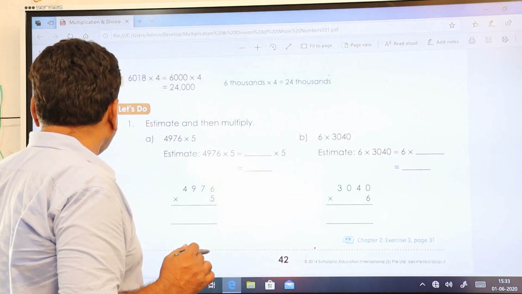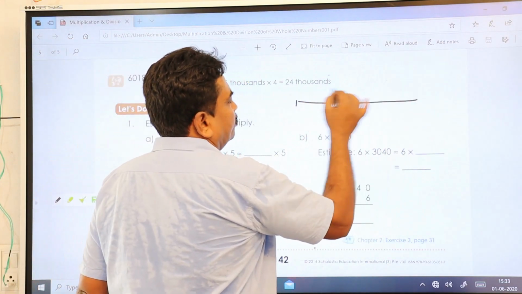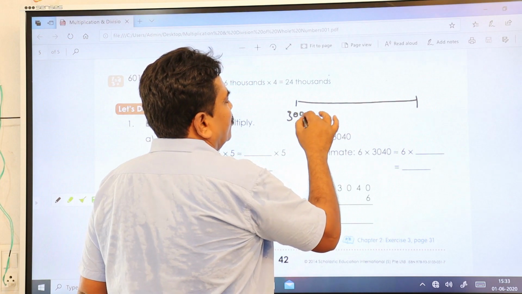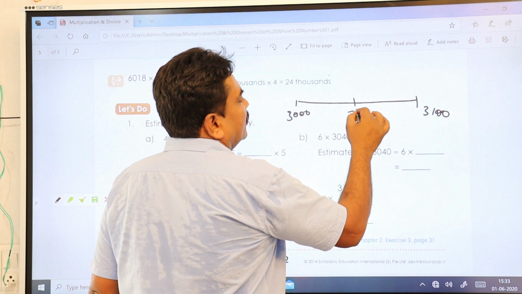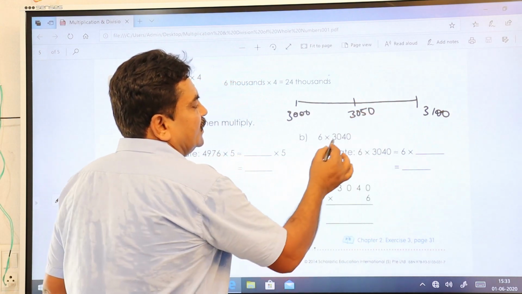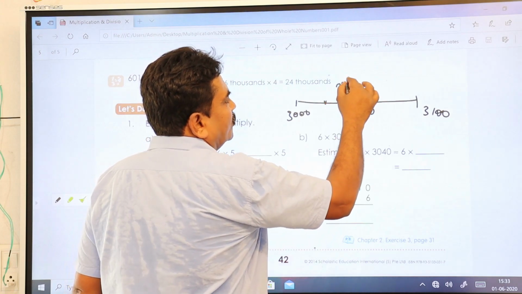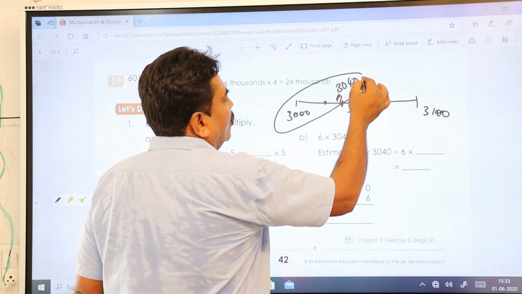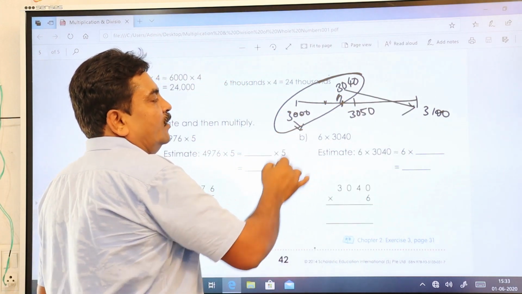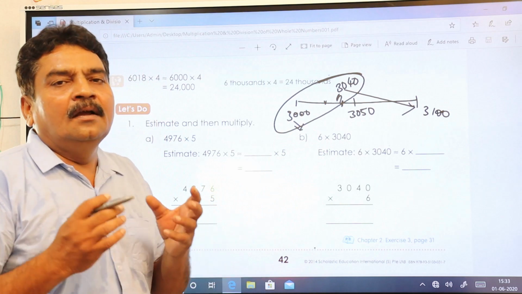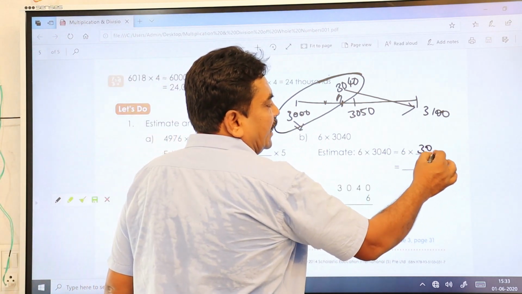Suppose this is your line, this is your 3000, and this is your 3100, this is your 3050, this is 3040. 3040 is here, which is nearer to this round value. It is far from this. That's why you take the nearest round value, 3000. That is called estimation.